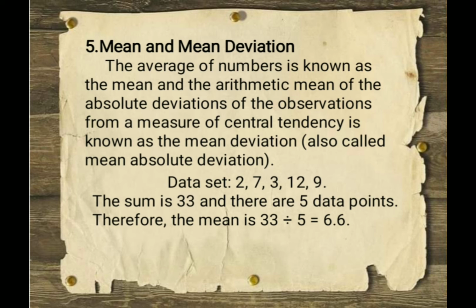Number 5. Mean and mean deviation. The average of numbers is known as the mean, and the arithmetic mean of the absolute deviations of the observations from a measure of central tendency is known as the mean deviation. It is also called mean absolute deviation. We have a given example here. The data set is 2, 7, 3, 12, 9. The sum of the data set is 33, and there are 5 data points. Therefore, the mean is 33 divided by 5, which is equal to 6.6.